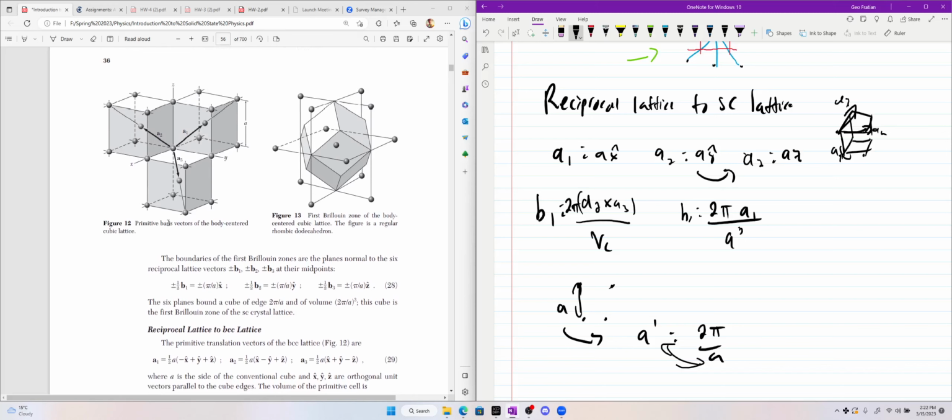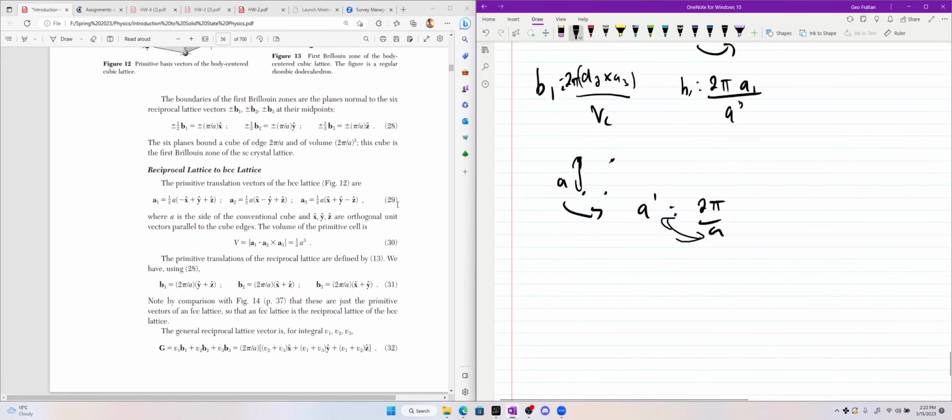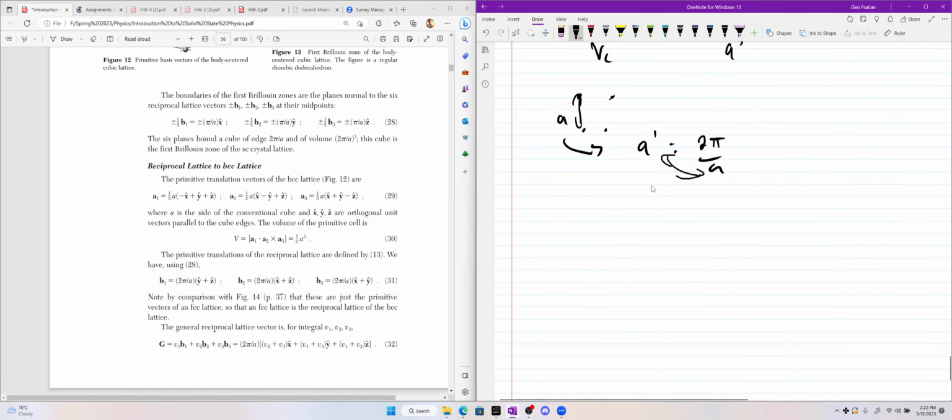So primitive 12, this is for the BCC, and this is for, okay, and then this is for the first Brillouin zone of the BCC. Okay, nice. So I guess we'll see this in figure 12. So that was for the simple cubic case, very simple, right? However, BCC and FCC are more complicated. So let's see.